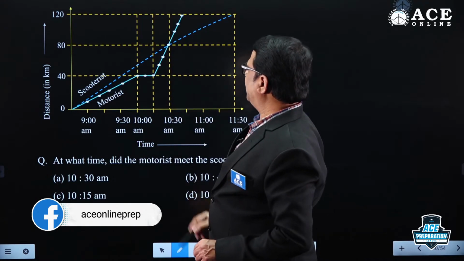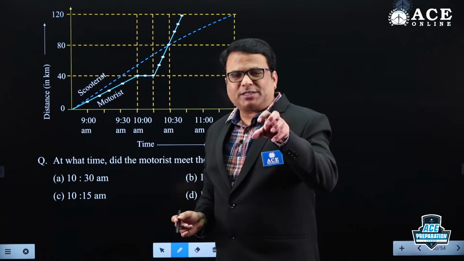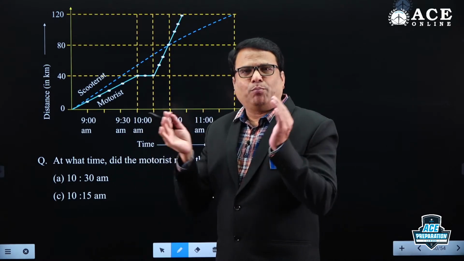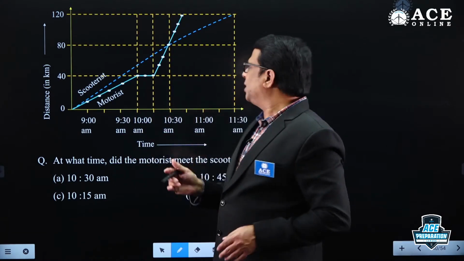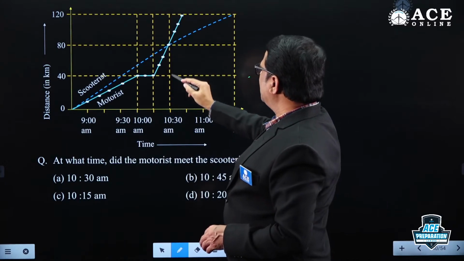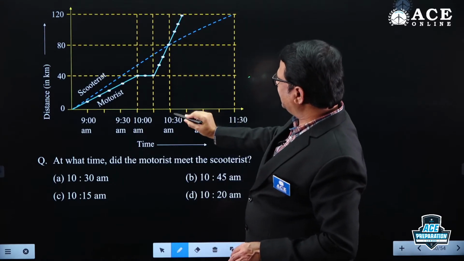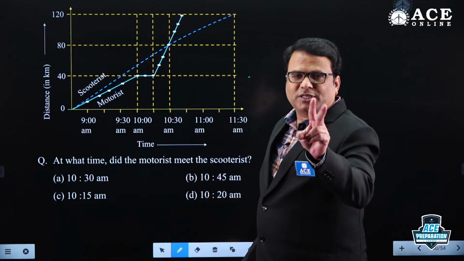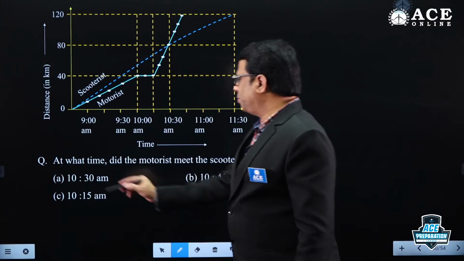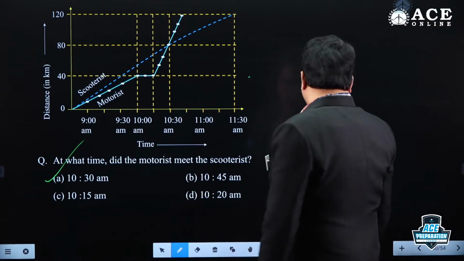Right. Now, at what time did the motorist meet the scooterist? If the motorist is meeting the scooterist, that means both the lines should coincide. They're coinciding at this point. So, at this point, what is the time? If you look at the x-axis, it is at 10:30. Then I can say both these persons are meeting at 10:30 a.m. So our answer should be 10:30 a.m. Okay. Now, the next question.